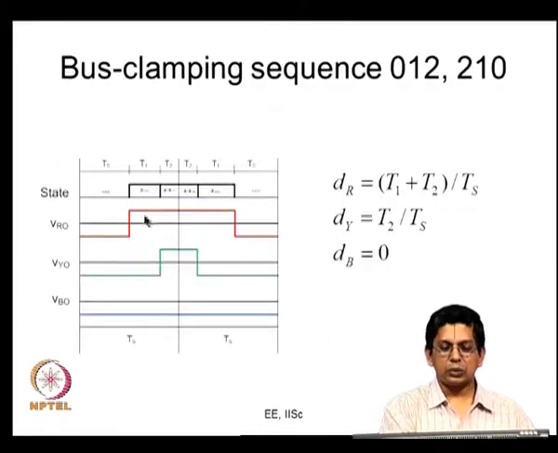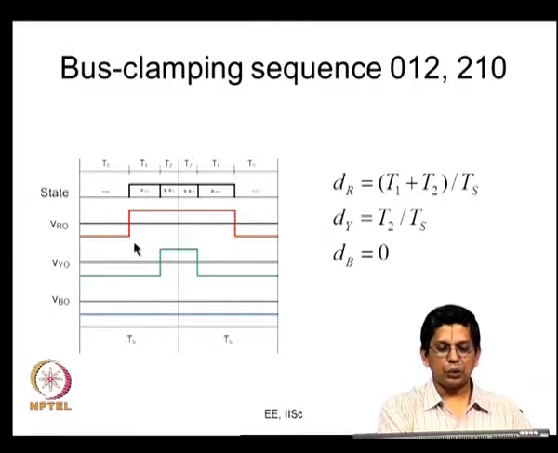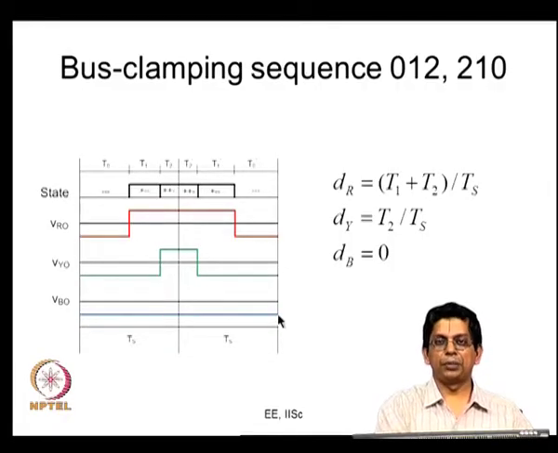Again, looking at the switching sequences from the space vector point of view, this is the bus clamping sequence 0, 1, 2, 2, 1, 0. You are using only the 0 state. What is the R phase duty ratio? It is T1 plus T2 by Ts. What is the Y phase duty ratio? Simply T2 by Ts. What is the B phase duty ratio? It is 0. B phase is always at minus VDC by 2, it does not switch at all. The top device is never on.